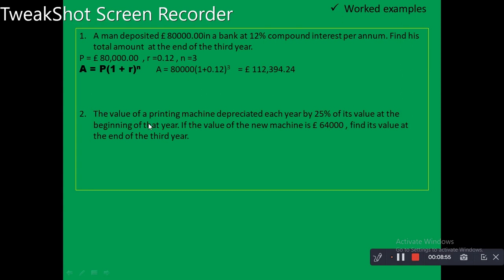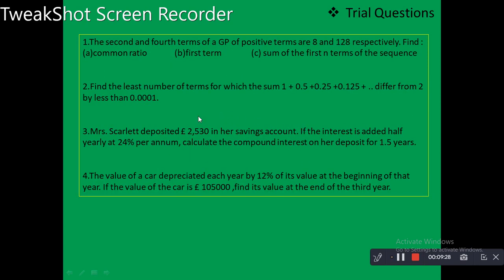Let's look at a question on depreciation. The value of a printing machine depreciated by 25% of its value at the beginning of each year. We have to find the value if the new machine is 64,000 at the end of the third year. Now let's see. We substitute values into the equation, then we get our answer to be 27,000 euros, meaning that a new machine costs 64,000, but at the end of the third year it will be worth 27,000 euros. And I guess you want to try your hands on more questions, and that's all for geometric progression.